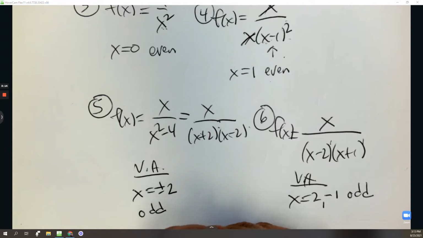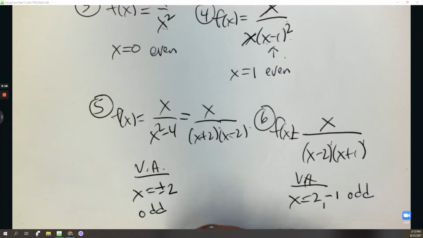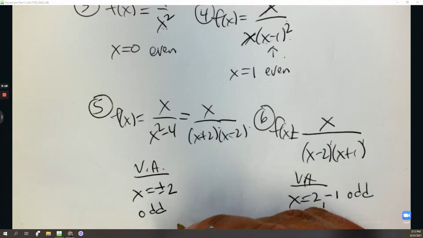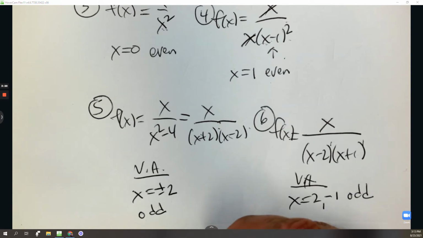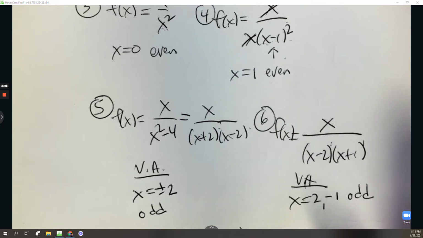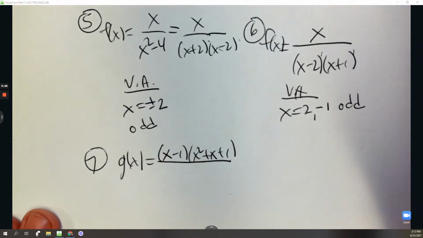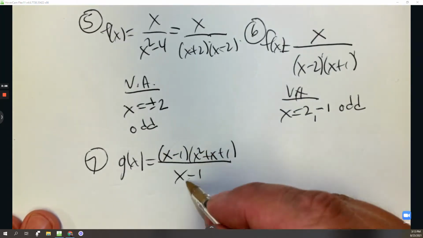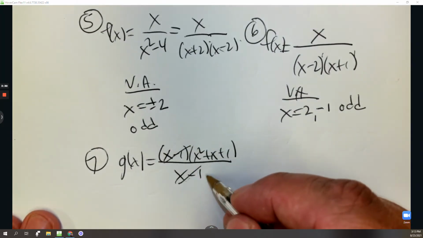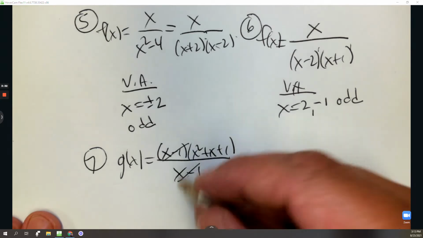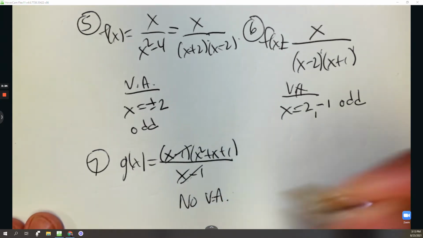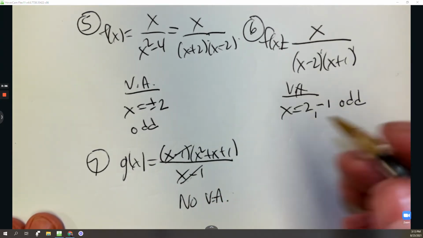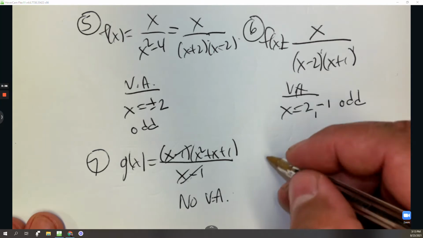I'm going to factor it. It's a difference of cubes, so this is how it factors. It's x minus 1, x squared plus x plus 1. I know. It happens. Recognize that after you factor it, it's removable. There is nothing left in the denominator to create a vertical asymptote, so there are no vertical asymptotes in number 7. Number 8. Ooh, tricky one.